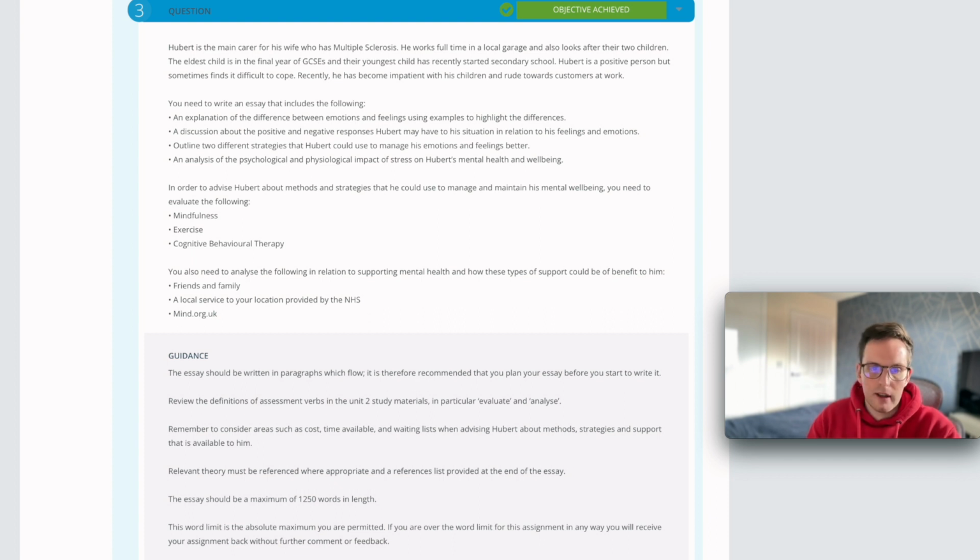The guidance says that the essay should be written in paragraphs which flow. You need to review the definitions of assessment verbs, which you'll find in a previous unit, and in particular evaluate and analyse. You need to understand the difference between them. Remember to consider areas such as cost, time, availability, and waiting lists, etc. And relevant theory must be referenced, and the essay must be a maximum of 1,250 words in length.